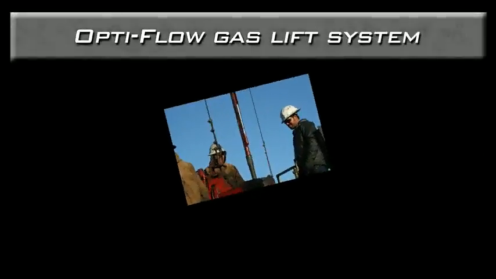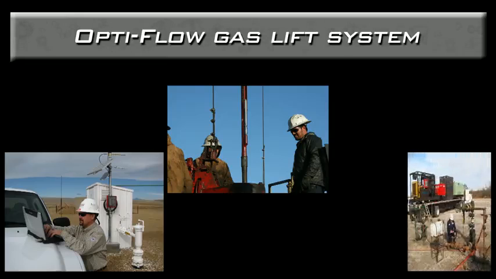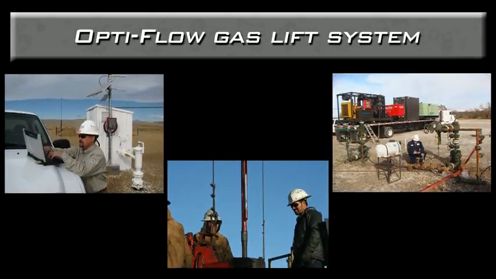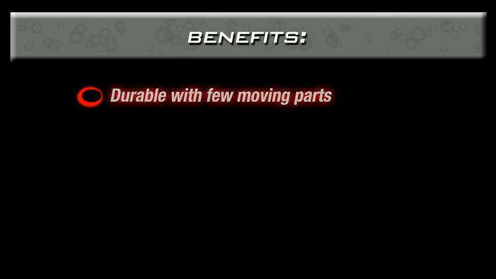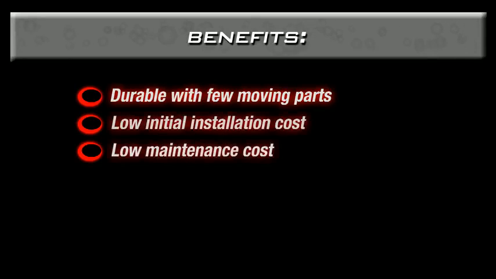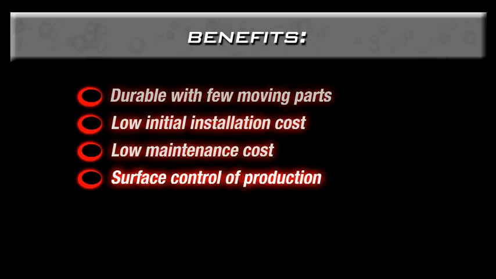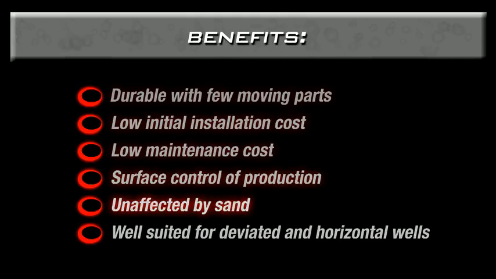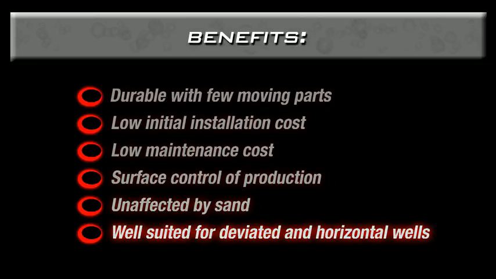The OptiFlow Gas Lift system from PCS is an extremely flexible artificial lift solution that can adapt to the flowing conditions throughout the well's lifespan. Here are a few of the benefits. The system is durable and has few moving parts, giving it a longer life than other forms of artificial lift. Initial installation and maintenance costs are economical. The operator can control production rates from the surface. The system is largely unaffected by produced sand, and it is effective in a variety of well configurations, including deviated and horizontal wells.